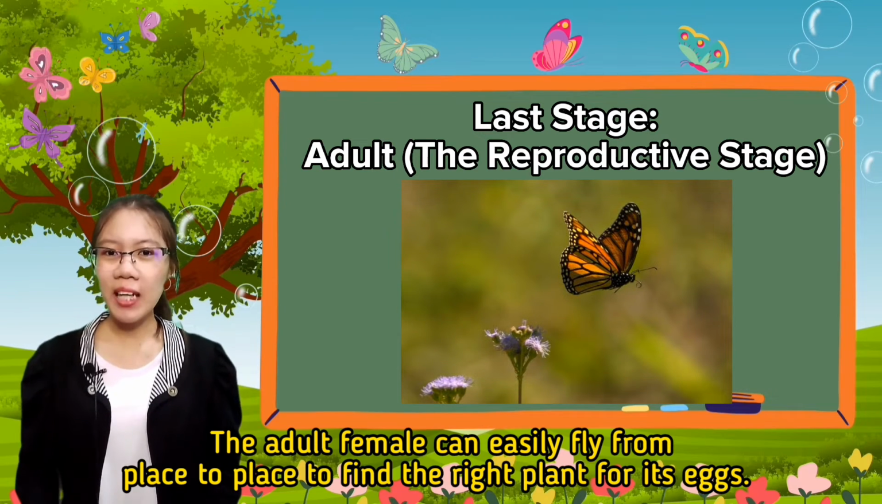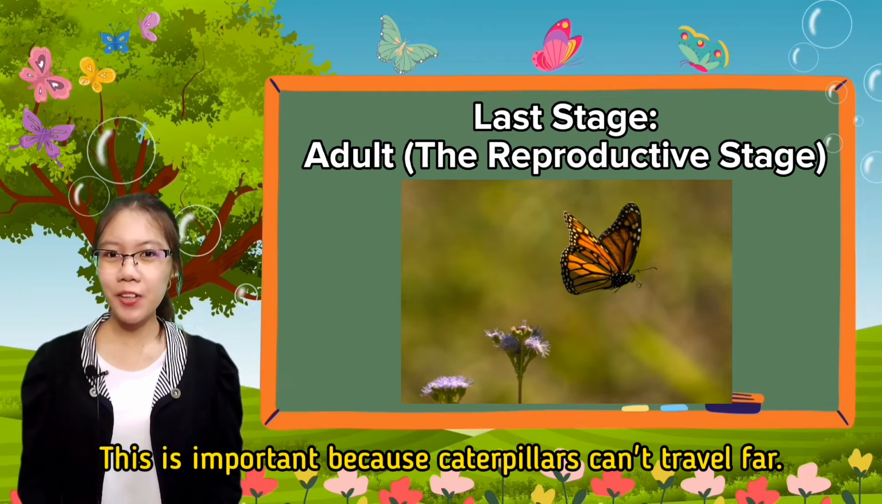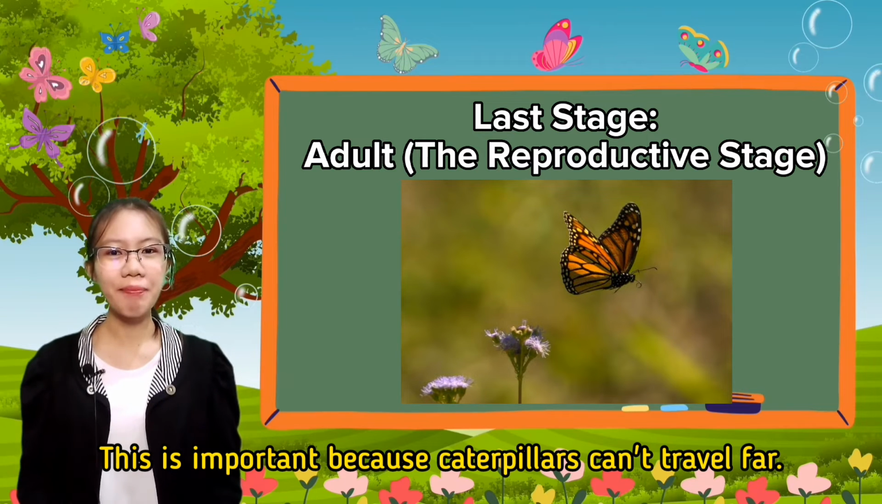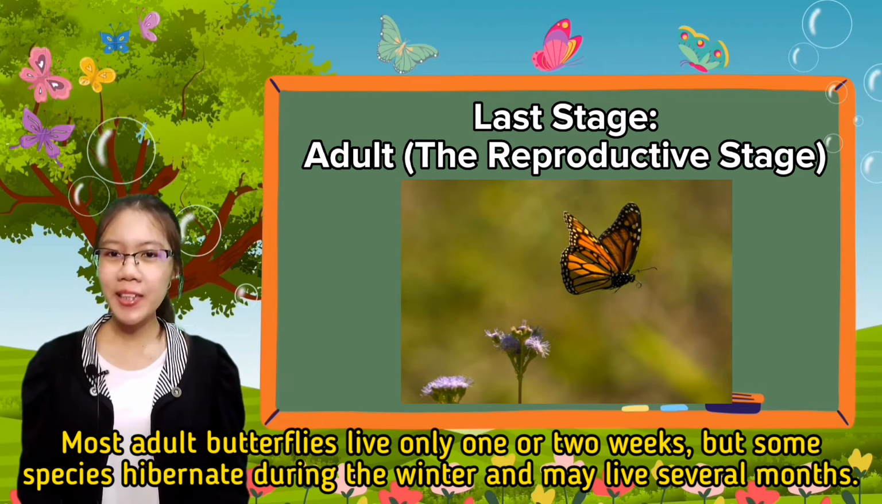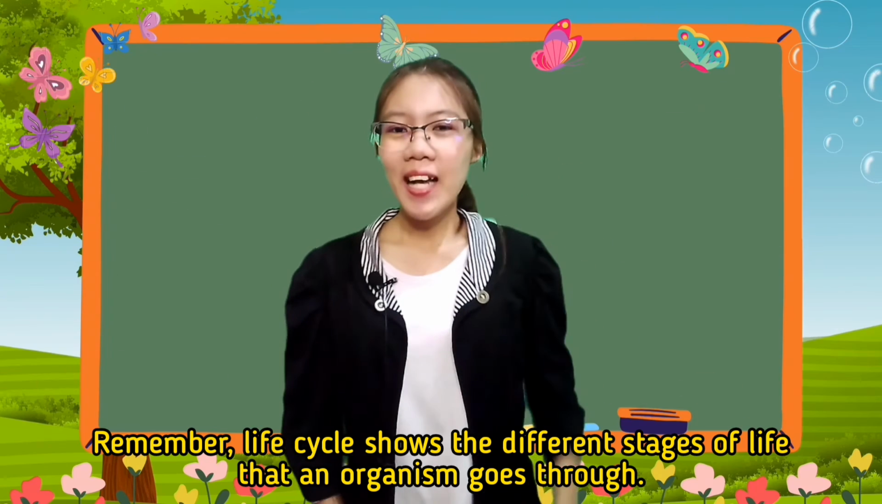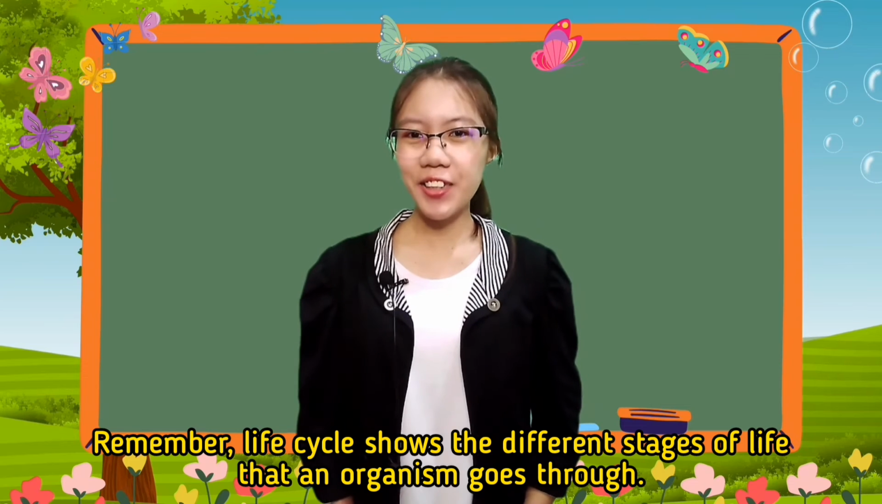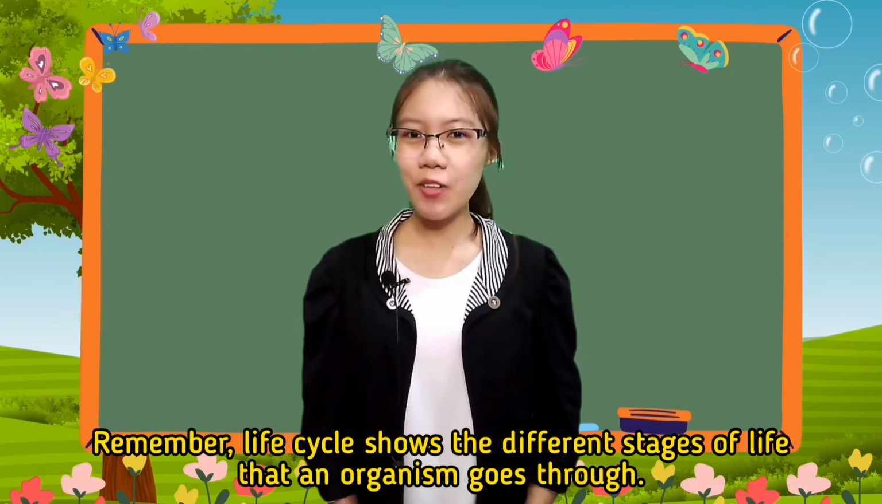The adult female can easily fly from place to place to find the right plant for its eggs. This is important because caterpillars can't travel far. Most adult butterflies live only 1 or 2 weeks, but some species hibernate during the winter and may live several months. Remember, life cycle shows the different stages of life that an organism goes through.